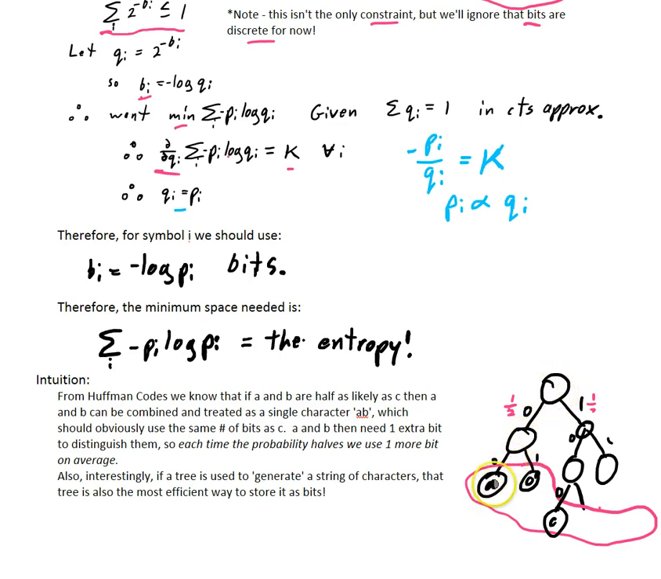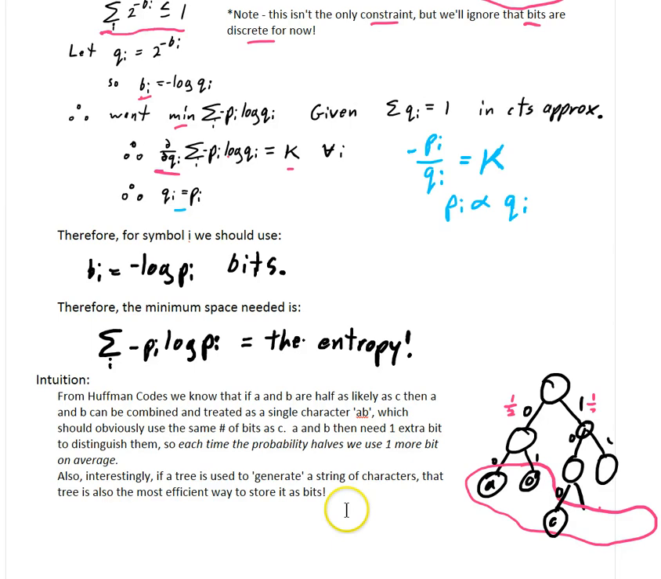And you could use it to generate a sequence of characters according to those probabilities. What is the most efficient way, once we've generated those characters, to store the sequence? Well, it's this same tree, in fact, that generated it. So, yeah, I found that kind of interesting. I don't think I have anything else to say about that.